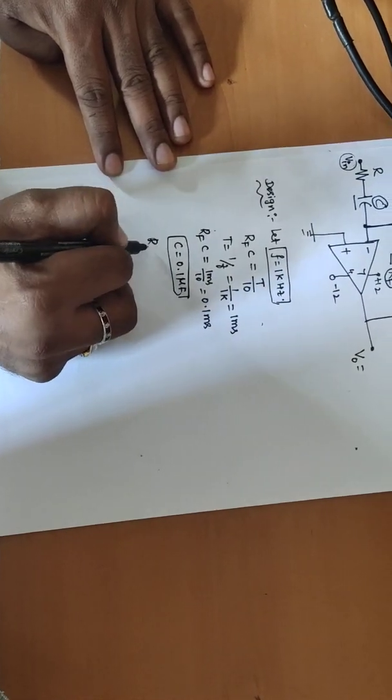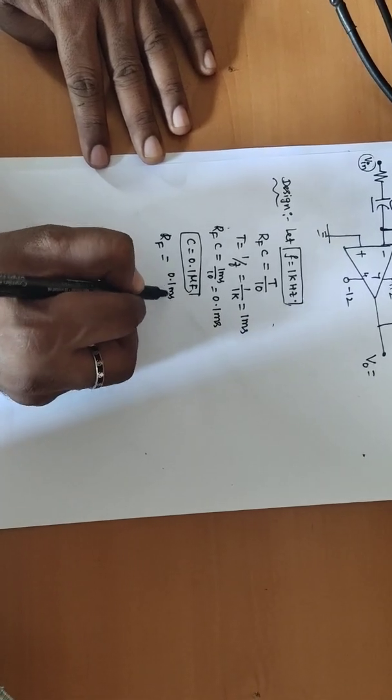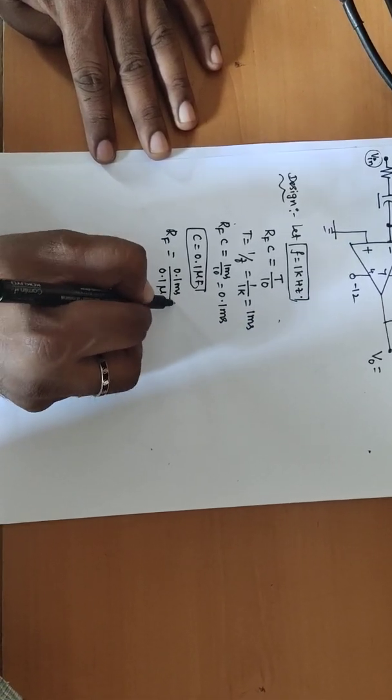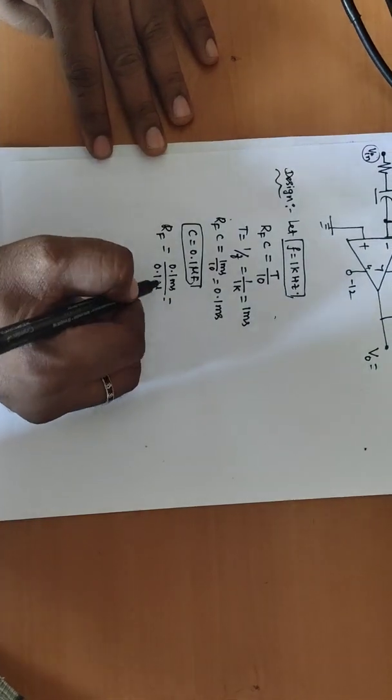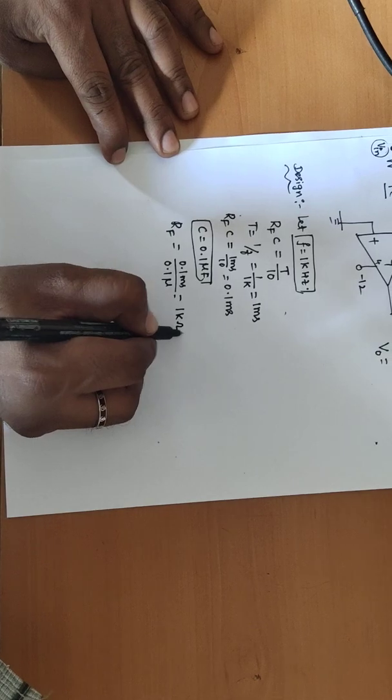Then we get the value of the feedback resistance RF as 0.1 millisecond divided by 0.1 micro. Now 0.1 gets cancelled. So milli by micro we will get kilo. So the value is 1 kilo ohm.